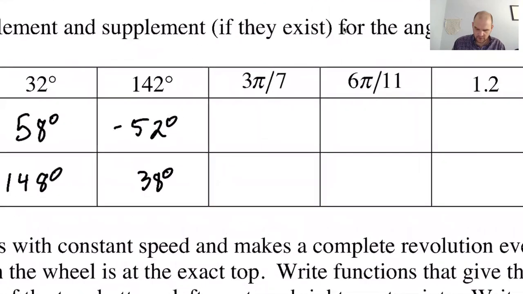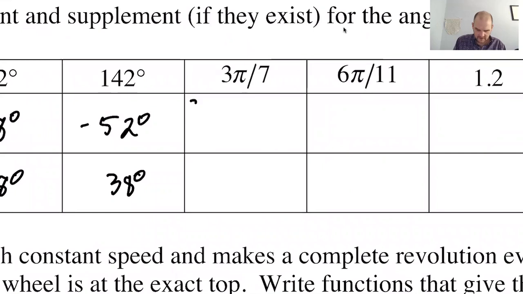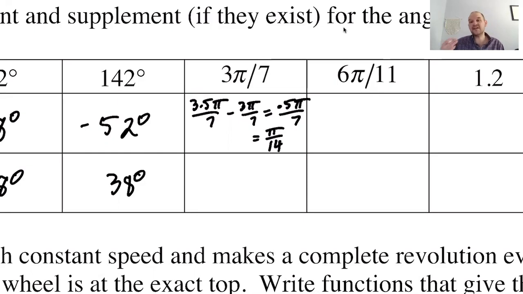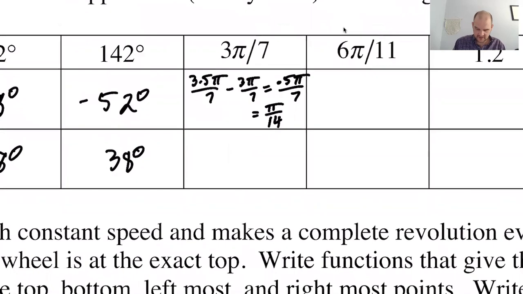So if I were going to show work for this, which I kind of think is a weird thing to do, but I might do 3.5 pi over 7 minus 3 pi over 7 is 0.5 pi over 7, but I would not leave that. So this is how I would solve the problem. And then I would turn 0.5 into 1/2. Pi over 2 divided by 7 is pi over 14. So that's how I would actually do it. Finding the supplement is going to be super easy because all I need to do is pi minus 3 pi over 7. So pi is 7 pi over 7.